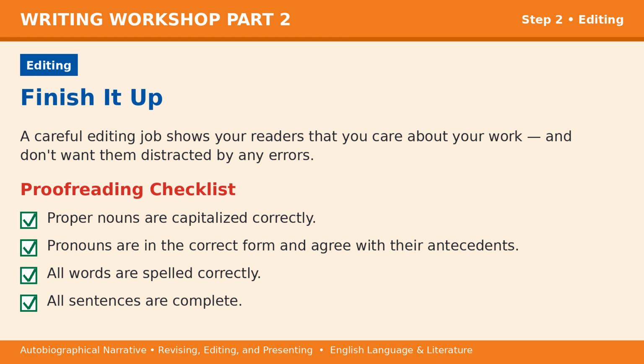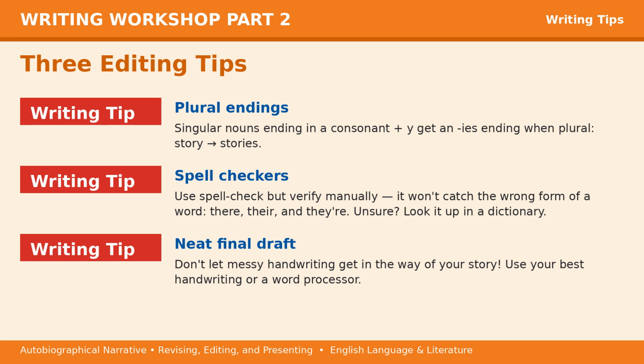Finish it up. A careful editing job shows your readers that you care about your work and don't want them distracted by any errors. Follow the proofreading checklist. Check that proper nouns are capitalized correctly. Check that pronouns are in the correct form, and agree with their antecedents. Make sure all words are spelled correctly, and all sentences are complete. 3 more writing tips from the lesson. Remember that singular nouns ending in a consonant and y get an IES ending when they become plural, like story and stories. If you write on a computer, use your spell checker, but check manually too. Spell checkers won't catch the wrong form of a word, like there and their. And don't let messy handwriting get in the way of your story. Use your best handwriting or a word processor.